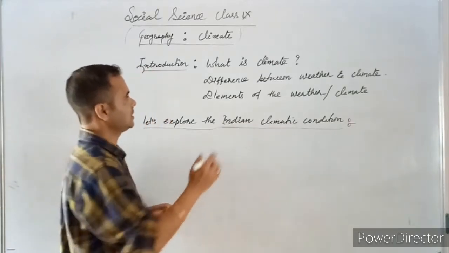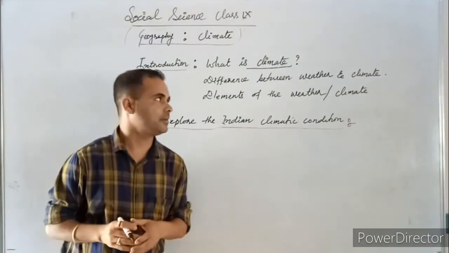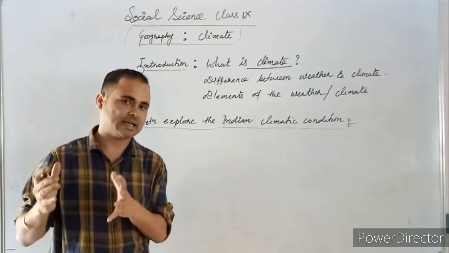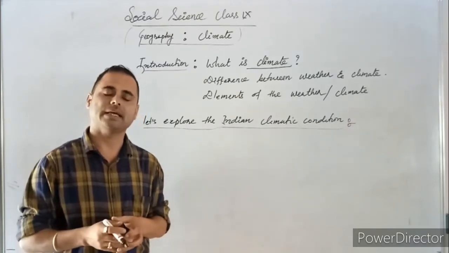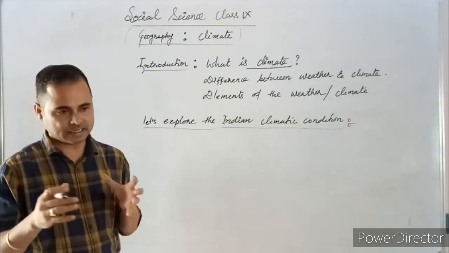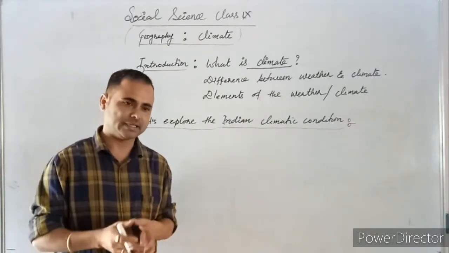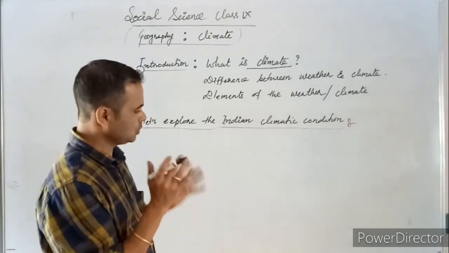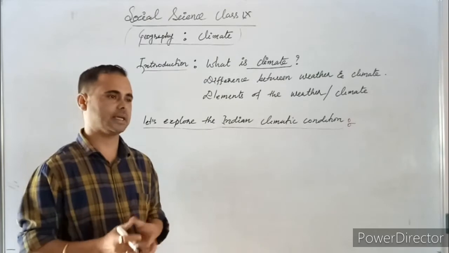Let me explain first what climate is. Geography defines climate as the sum total calculation of atmospheric conditions for a large area for a long period of time. That is called the climate. If climate is all about the calculations and variations of weather conditions, then what is weather? Let us try to see that. Are weather, climate and atmospheric conditions the same? We will try to explore that first.